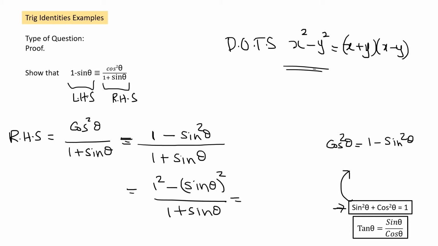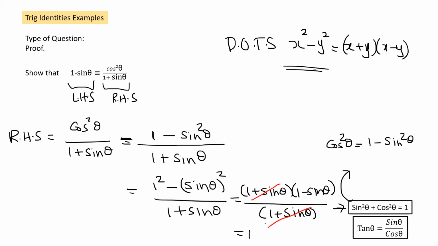Well, this means 1 squared minus sine square theta is 1 plus sine theta times 1 minus sine theta, according to the difference of two squares, divided by 1 plus sine theta. Now you can cancel this one and this one. That will give us the answer 1 minus sine theta, which is equal to the left hand side of the equation.